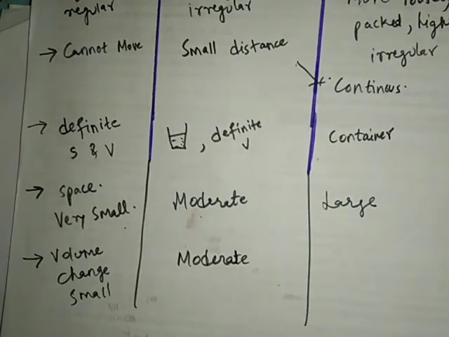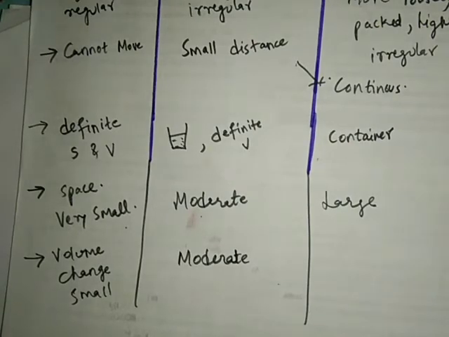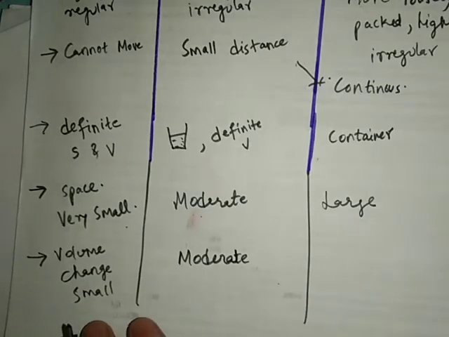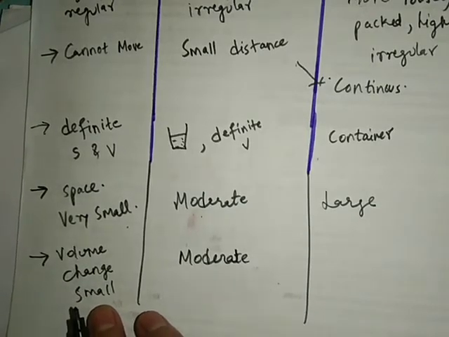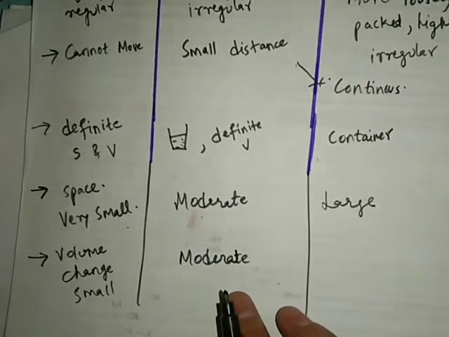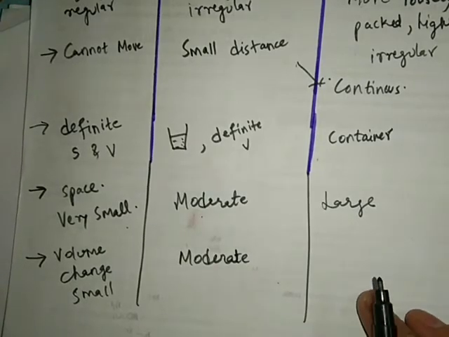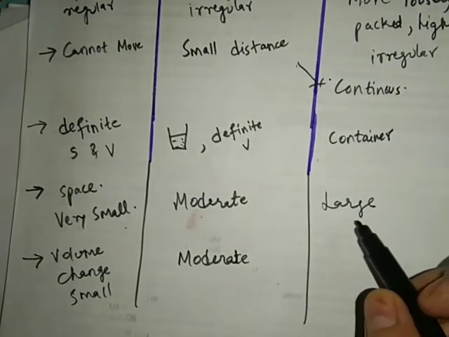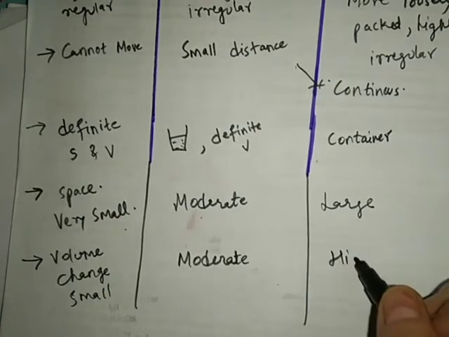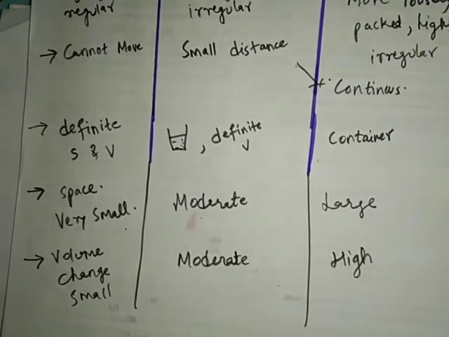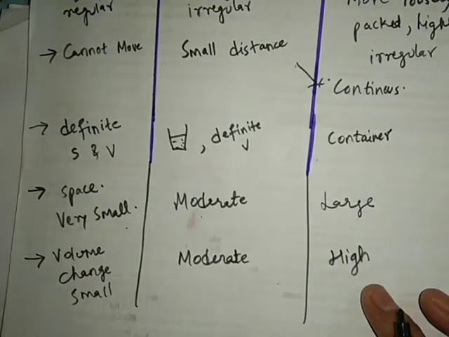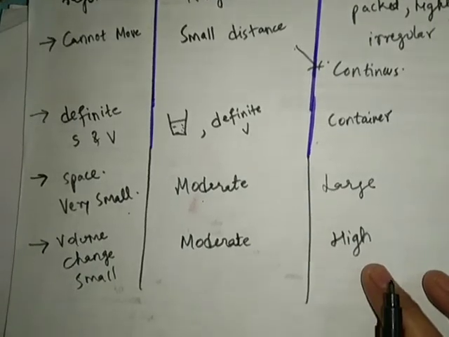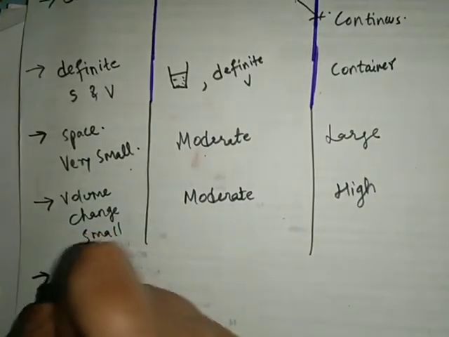Whenever we change the temperature, what is the effect on the volume? Volume will change. The change is very small in case of solids, it is moderate in liquids, and you must have understood that the volume change is very high in case of gases. If we change the temperature, the change in volume will be very high in case of gases. The last point is about compressibility.